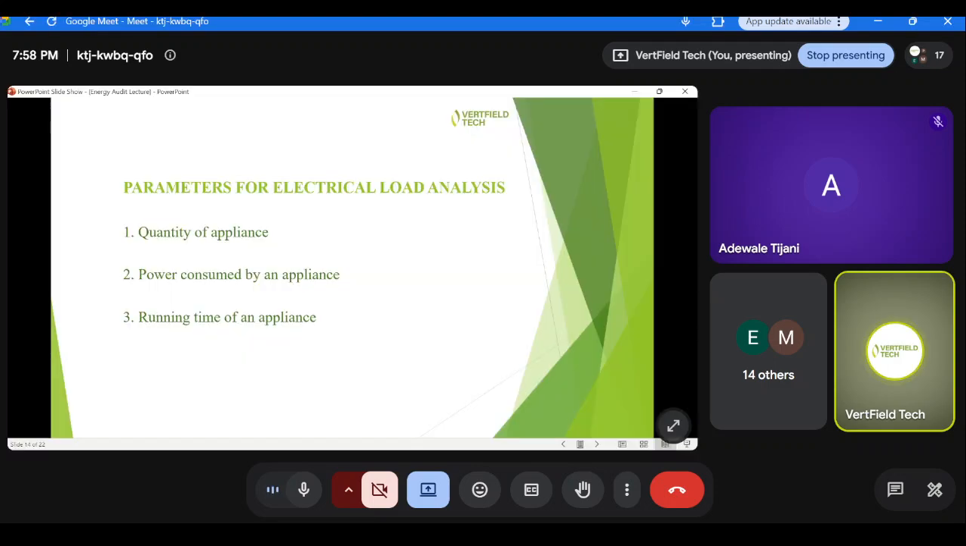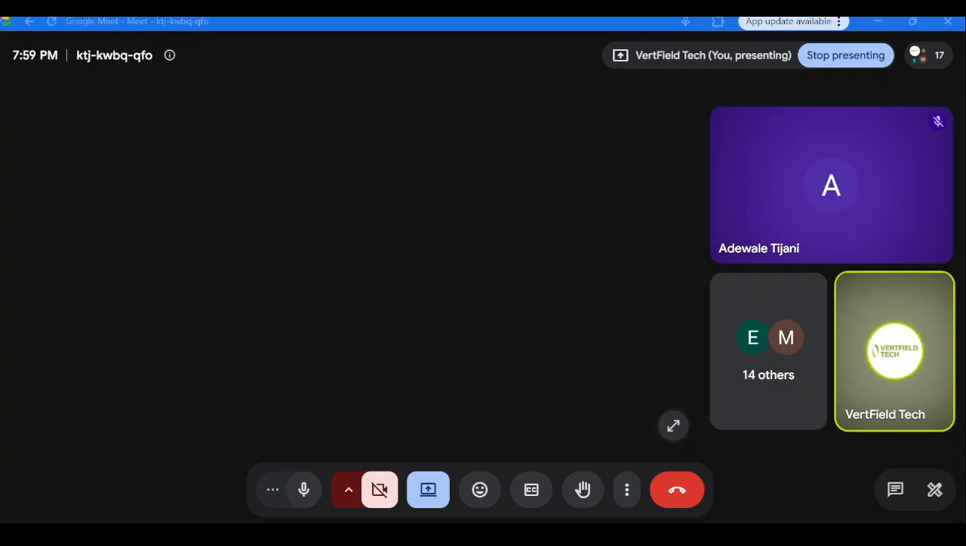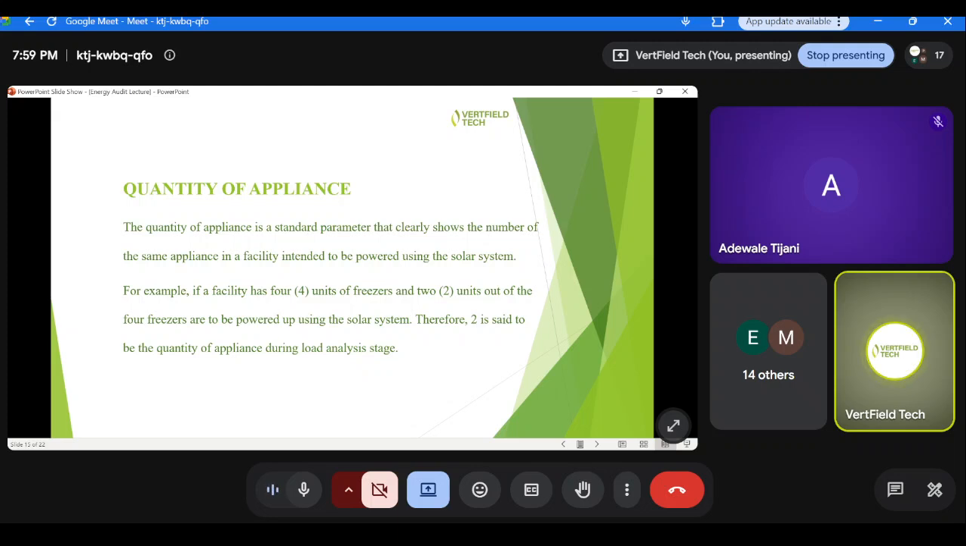And that brings us to what we call parameters for electrical load analysis. One, the quantity of appliance. Two, the power consumed by an appliance. And three, the running time of an appliance. These are the parameters that will help us get to know what those question marks are on that table.